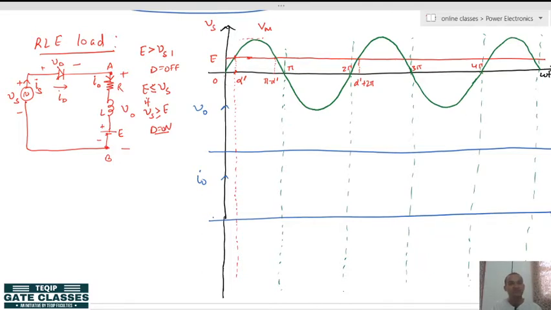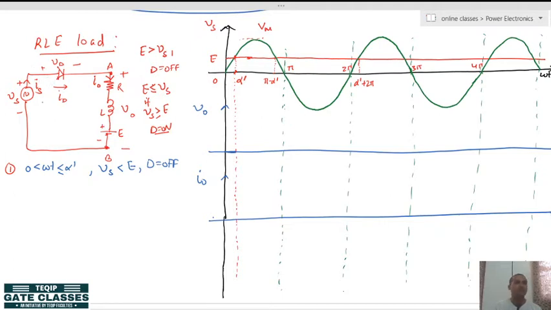So when we see the waveform during the instant 0 to alpha dash, you are seeing that since the source voltage is less than E, therefore the diode is off. So when the diode is off in this duration, obviously the output voltage will be 0, there will be no voltage. Why? Because the diode will be open circuited.